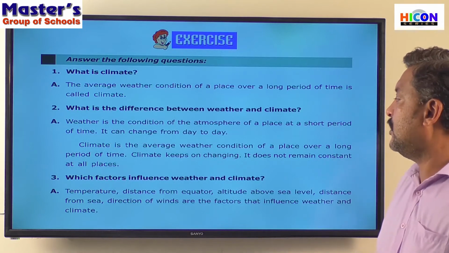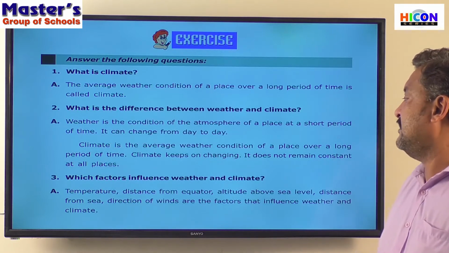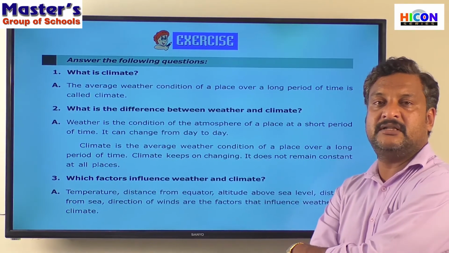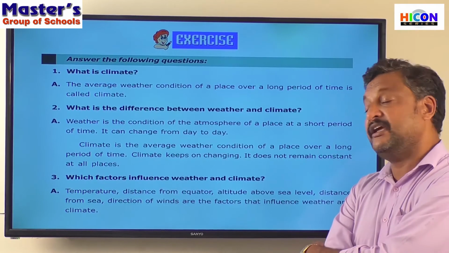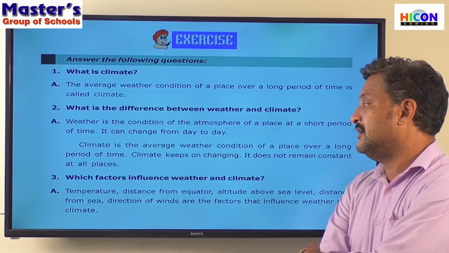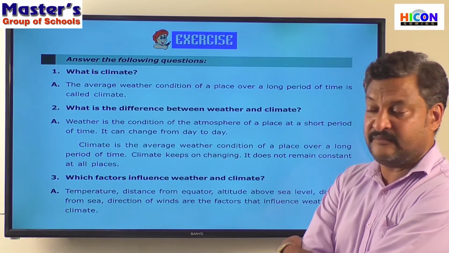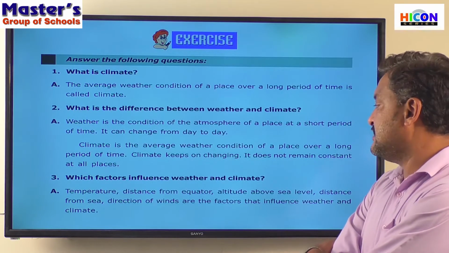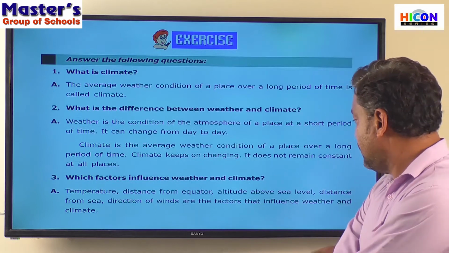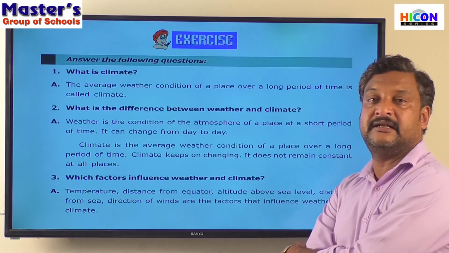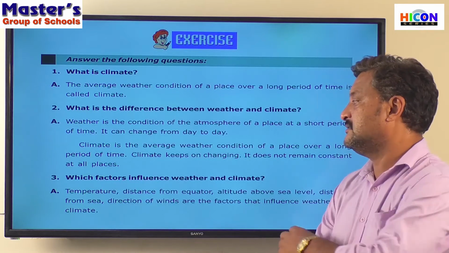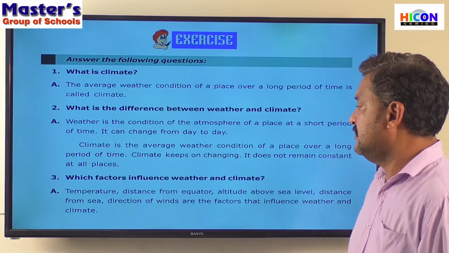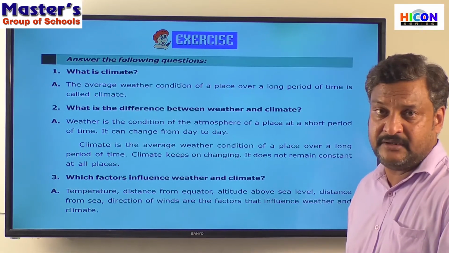Third one, which factors influence weather and the climate? So what are the factors that influence weather and the climate? Temperature, distance from the equator, altitude above the sea level, distance from the sea, direction of winds are the factors that influence weather and the climate. So what are the factors? Temperature of the place.